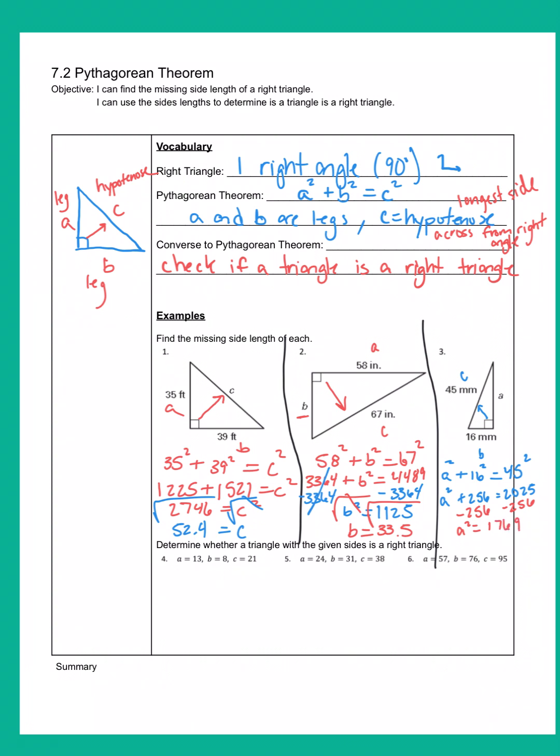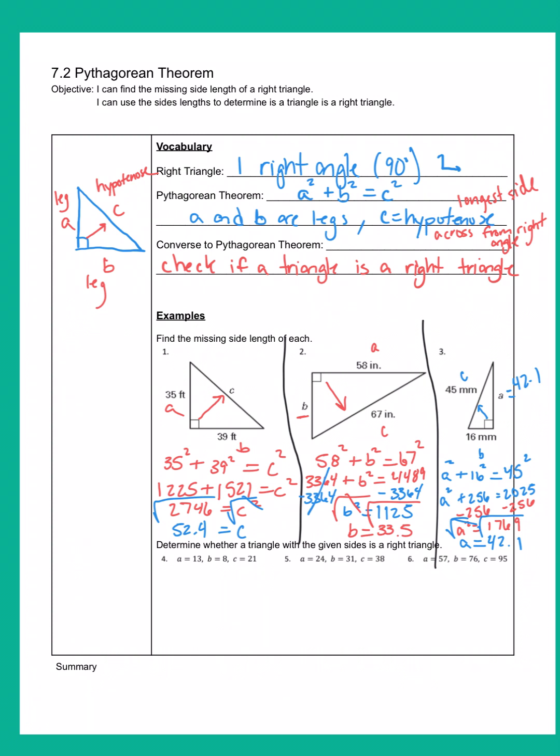Last step now, get that a all by itself. I don't want a squared, I want just a. So to get rid of the square, we take the square root of both sides. So our a value has to be approximately 42. See, we get 42.05, so let's round that to 42.1. That means this side, a here, will be 42.1.